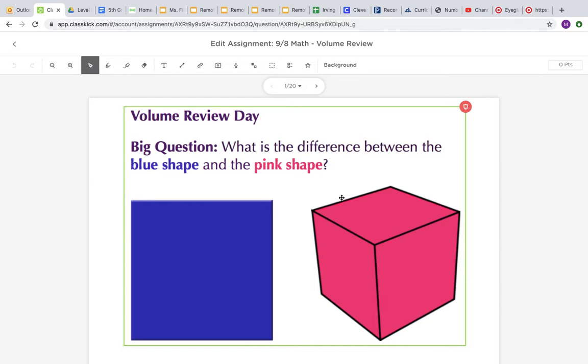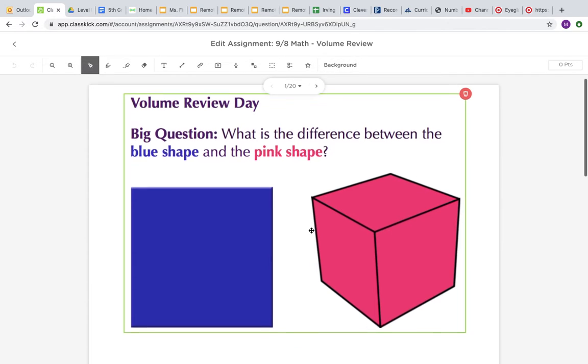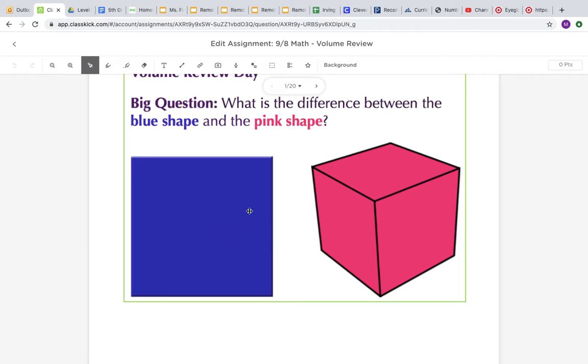Talk volume. Taking a look at these two shapes, we have a shape that is 2D over on the left and a shape that is 3D over on the right. The 3D shape is the one where we're going to find the volume.